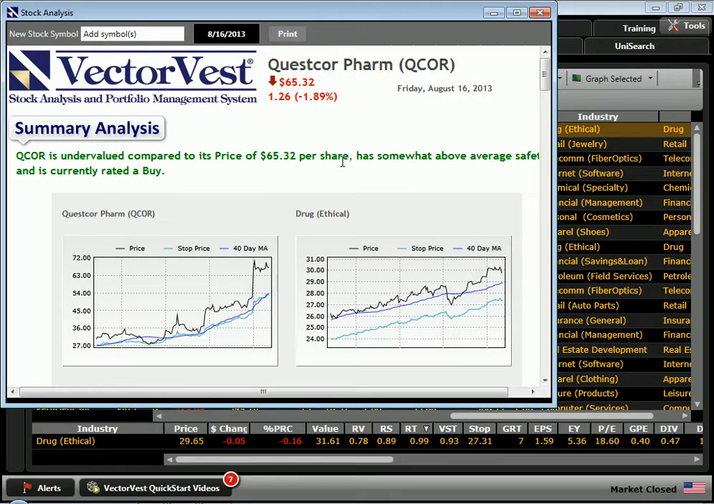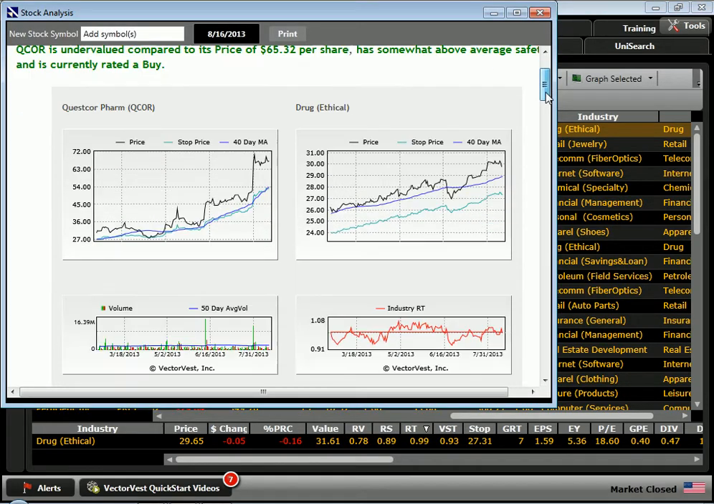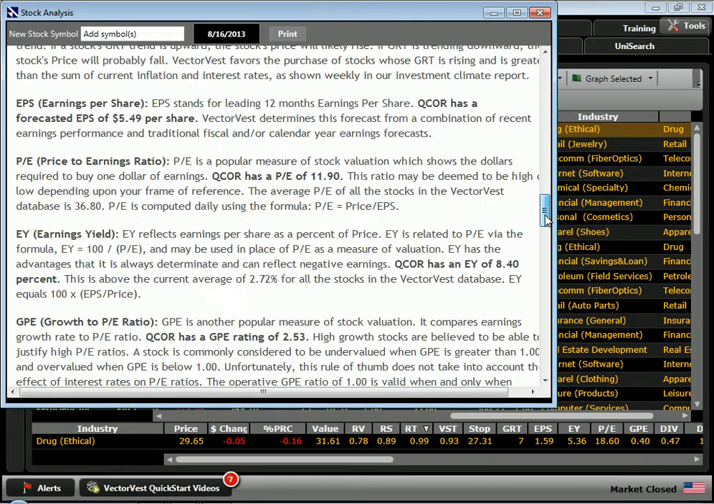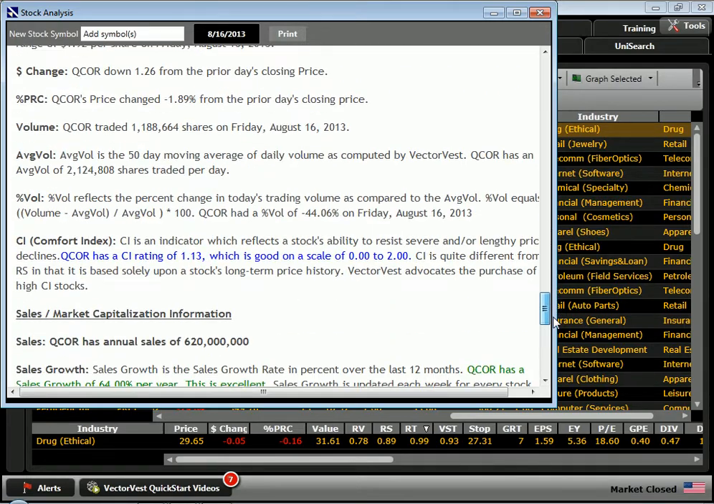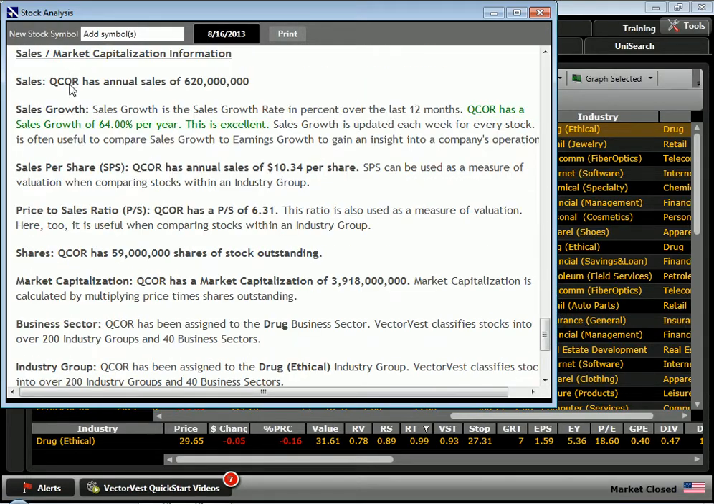And if you're ever in doubt, all you need to do again is right-click on the stock, view the full stock analysis report. It's laid out in the same organization, so you just scroll down to the sales and market cap information. And here you see a definition then for each of those indicators.